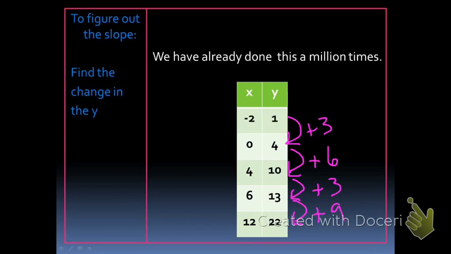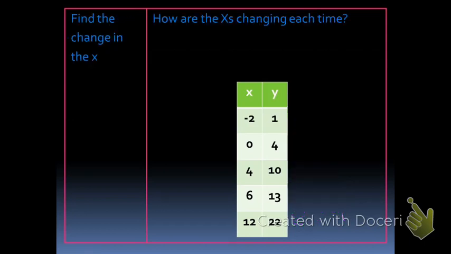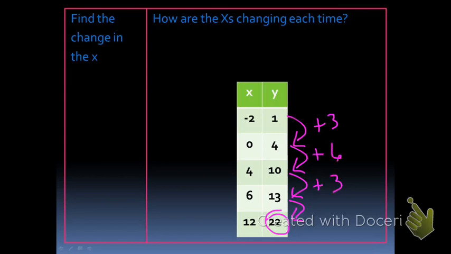So we've done this. Keep those in your memory on the same table. So I found all these. This number right here, if you didn't figure it out already, is a 22. So this was a plus 3, this was a plus 6, this was a plus 3, and this was a plus 9. That's all well and good.